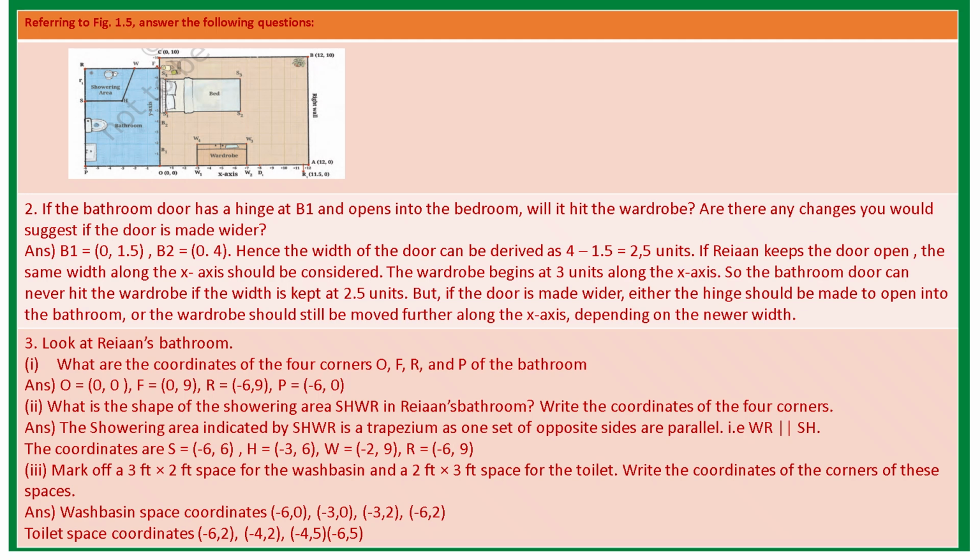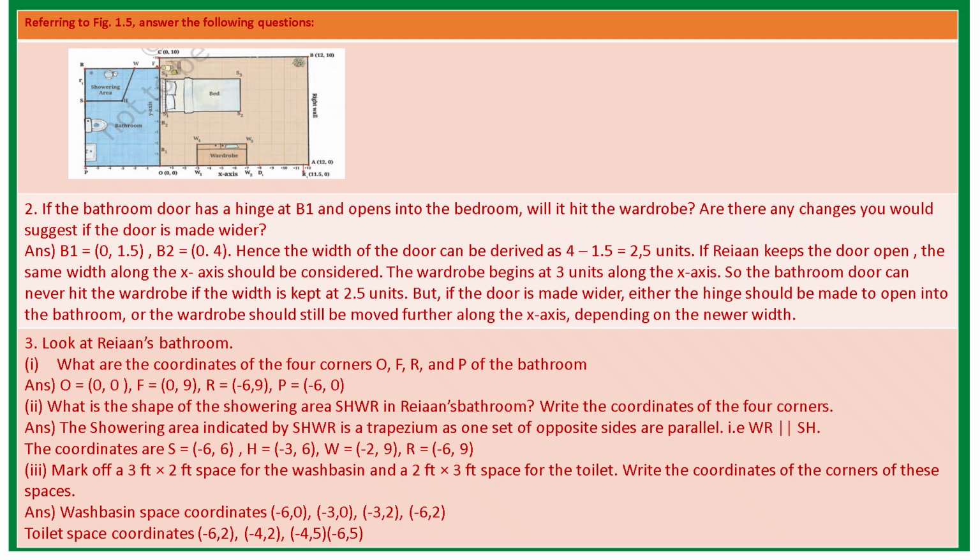Question number 2. What is the shape of the showering area SHWR in Rayan's bathroom? Write the coordinates of the four corners. The showering area indicated by SHWR is a trapezium as one set of the opposite sides are parallel. That is, WR is parallel to SH. The coordinates are S is (-6, 6), H is (-3, 6), W is (-2, 9), R is (-6, 9).